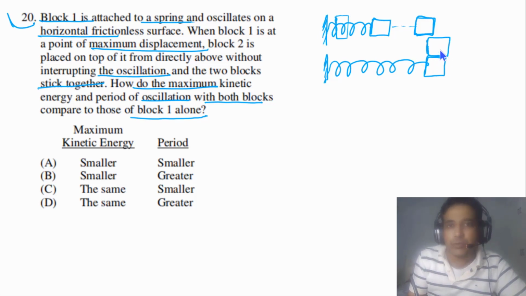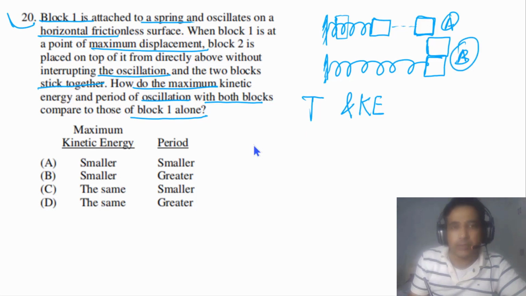Now we need to compare the time period of these two, and we need to compare the kinetic energy in these two cases. We can say this is case 1 and we can say this is case B. For time period, we need to understand for an oscillating spring-mass system, time period is equal to 2 pi square root of m over k.